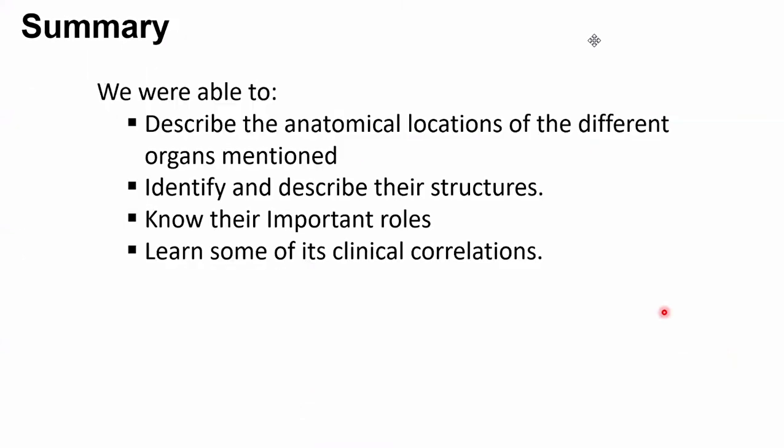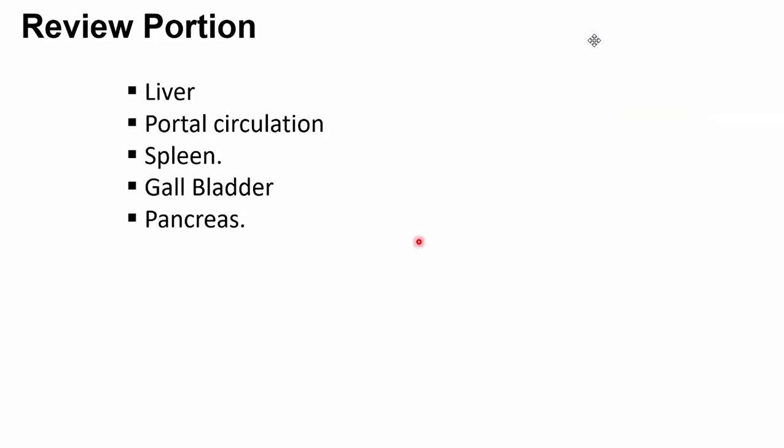Okay guys, summary. Were we able to describe the anatomical locations of the different organs mentioned? I hope you were able to understand them, identify also and describe them. I hope you know their roles and learn some clinical correlations. So, ang review portion natin, liver. So, tanong ko, is it the largest organ of the body?